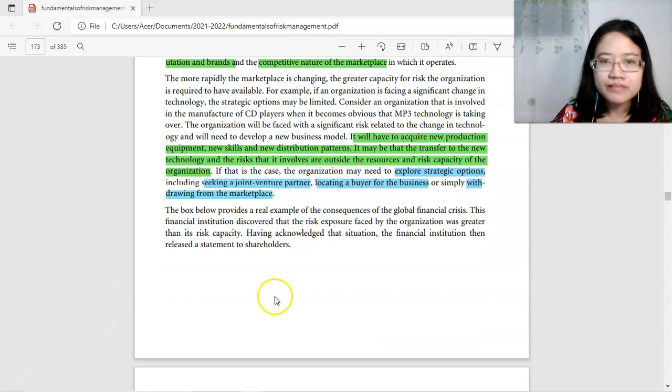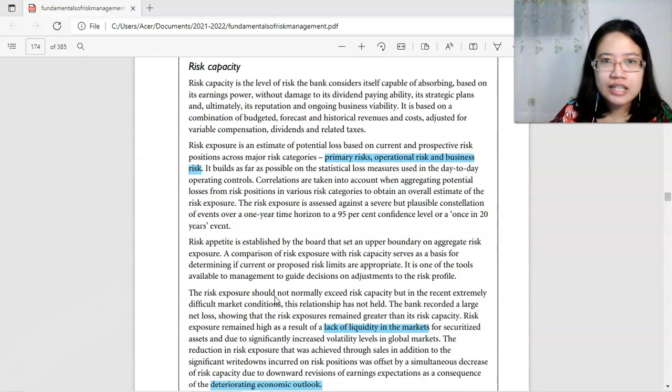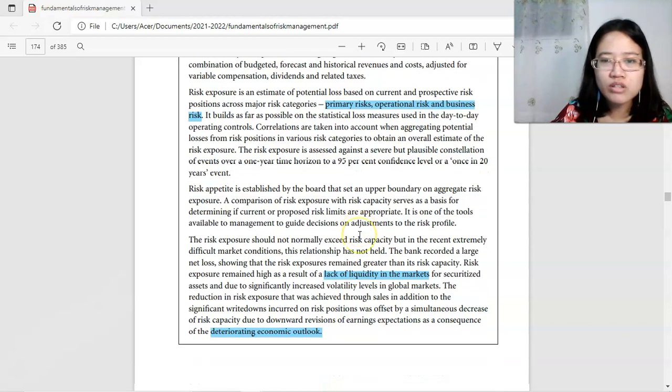Okay? So, ayan. And then lastly, meron ditong case about risk capacity. Ito pagdating sa bank, although very wordy and very generalized siya, but a good read pa din naman. Primary risk, operational risk, and business risk. Ito ay for banks or financial institutions. And ang naging concern nila dito, lack of liquidity in the market. This is during the 2008 financial crisis. And then, of course, deteriorating economic outlook.